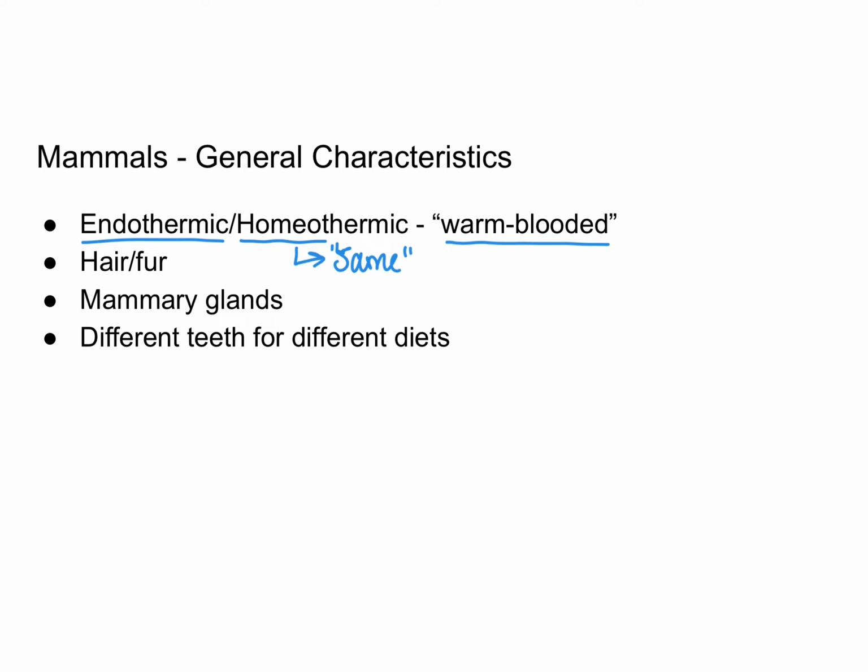Mammals also have hair or fur, and mammary glands, which produce milk to feed their young. Mammals also have different teeth for different diets. Some teeth are meant for biting, some are meant for chewing, and some are meant for grinding.